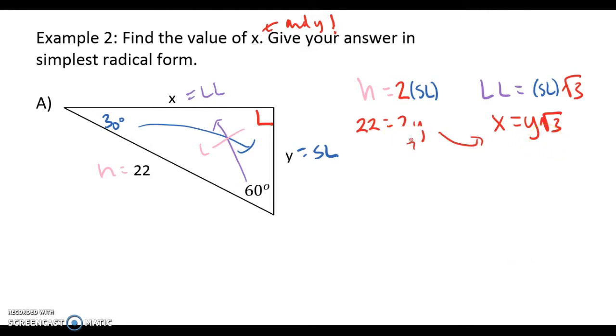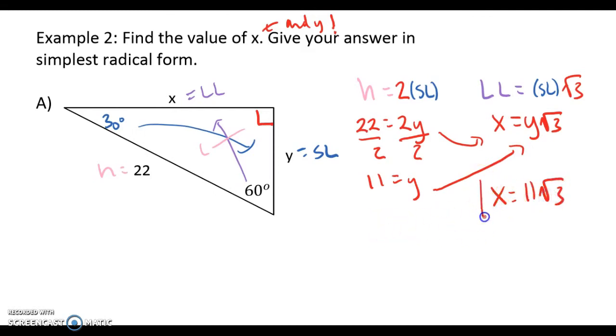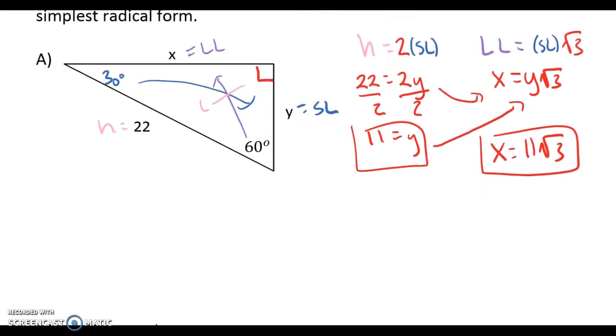So I'm just going to divide both sides by 2. And y is equal to 11. Okay, and again, I can go ahead and plug that in here to solve for x. So x is going to equal 11 times the square root of 3. So that is it.